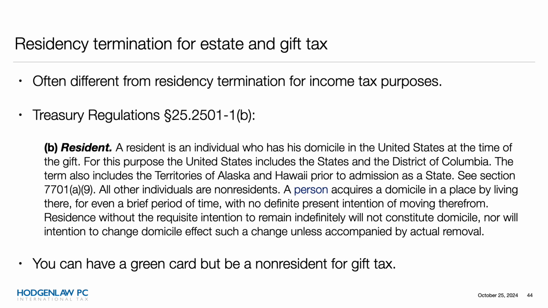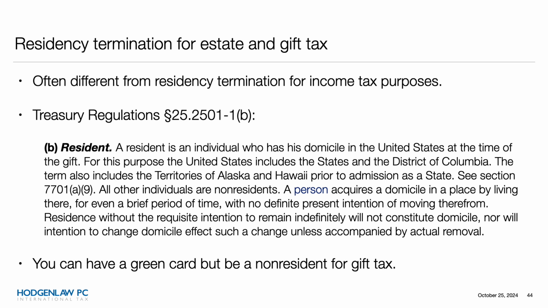So you can see just by looking at this that these rules are very different from the rules for resident status for income tax purposes. Looking at the substantial presence test or the green card test, those are very clear, explicit guidelines. This is much more a facts and circumstances test. And also notice that you could have a green card but be a non-resident for gift tax if you're living outside the U.S.